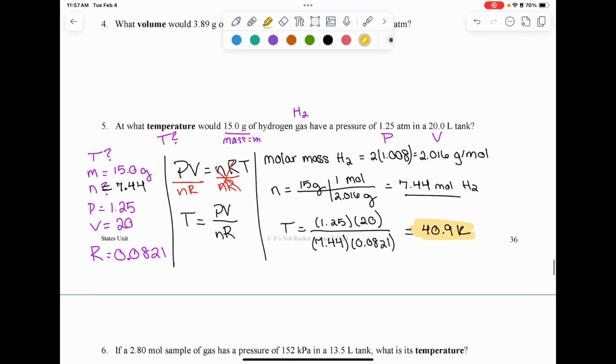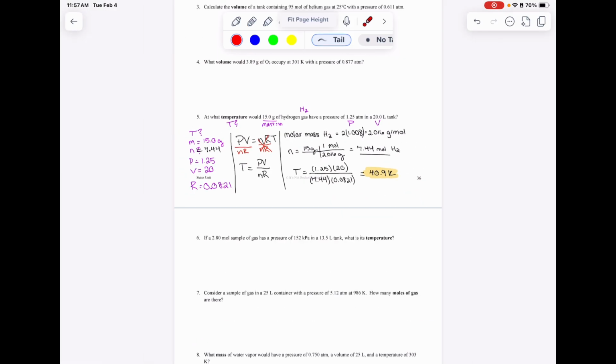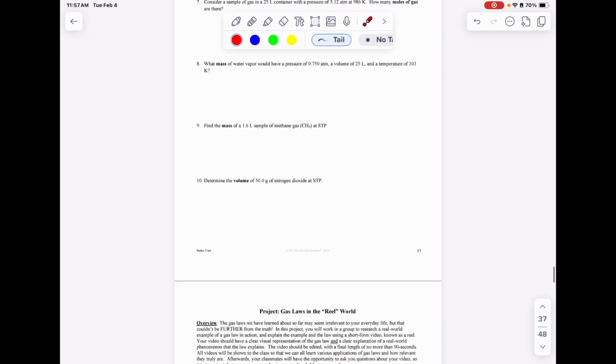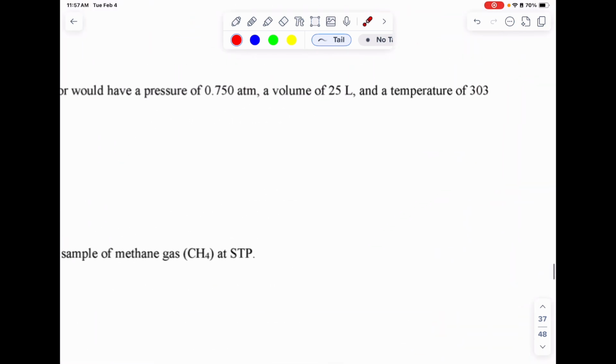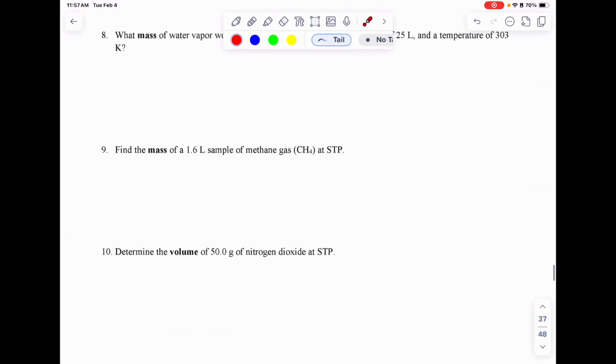So that is how you do number 5. So this one was a little bit different because they gave us grams instead of moles. So we had to find that number of moles. All right, let's go ahead and go to number 8. And this will be the last problem we do together. Actually, let's do number 9.